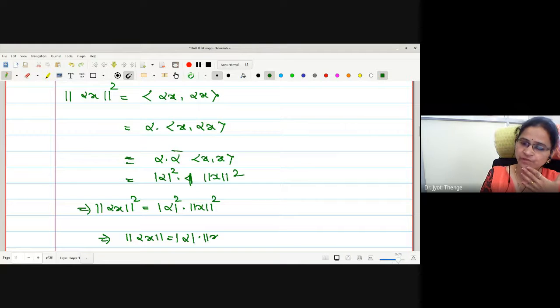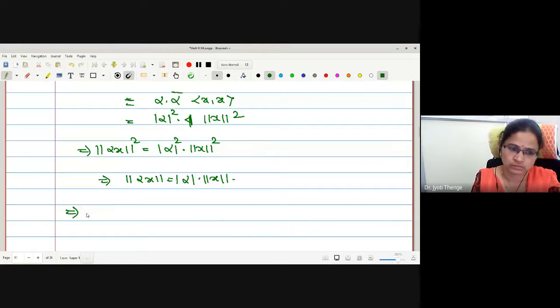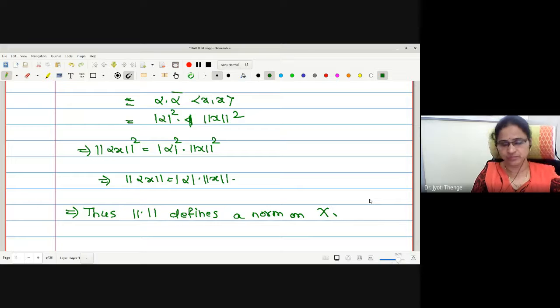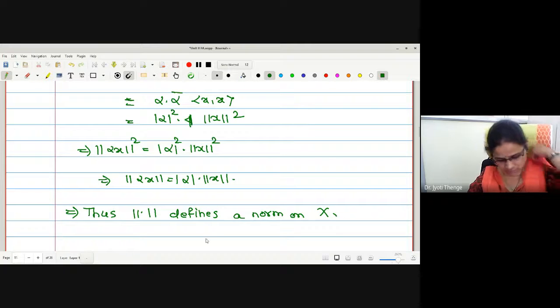What we have proved: every inner product induces a norm. Thus, this defines a norm on X. Right. What we have seen with this is that every inner product induces the norm, and hence every inner product space is a normed linear space. Okay.